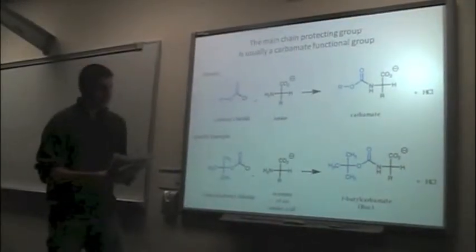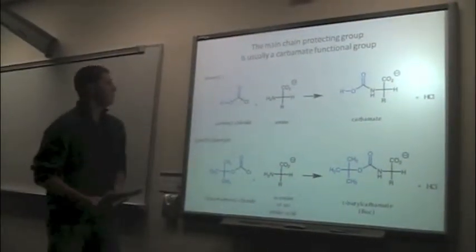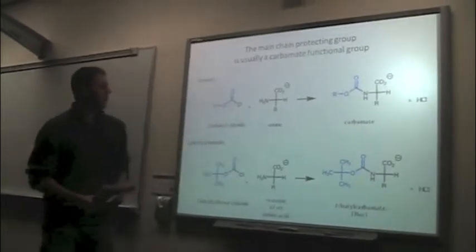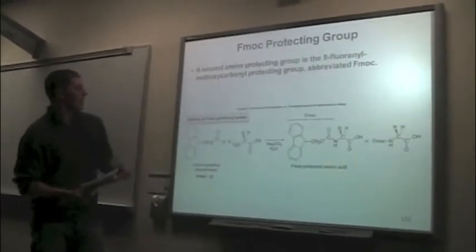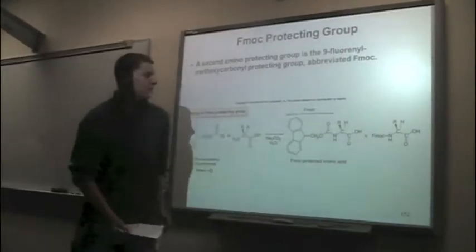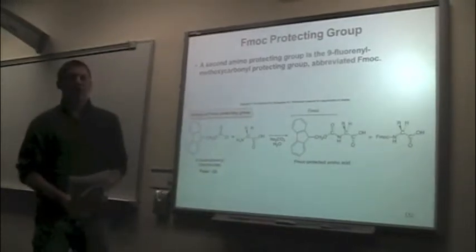The first step is to protect the amino acids. And the way we do this is usually through a carbamate group, as shown up here. The one that we are going to use is FMOC. And FMOC attaches to the N-terminus side through this reaction. And that's how we protect our amino acids.